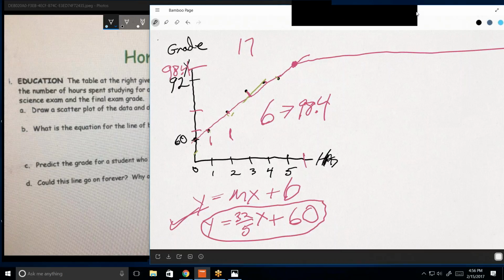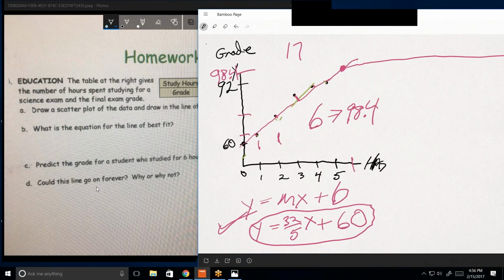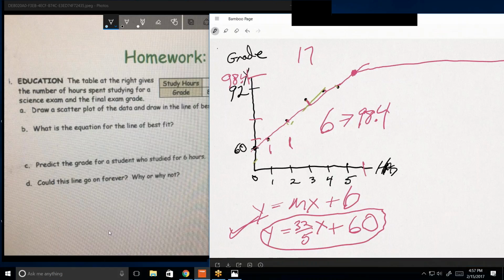And let's see. I wasn't looking at question D when I asked that question, but could this line go on forever? And obviously the answer is no. The line can go on forever, like I've drawn it, but not as a straight line. It's going to have to start curving or have a bend in it, like I've got. And the explanation, why or why not: because your grade cannot be more than 100.